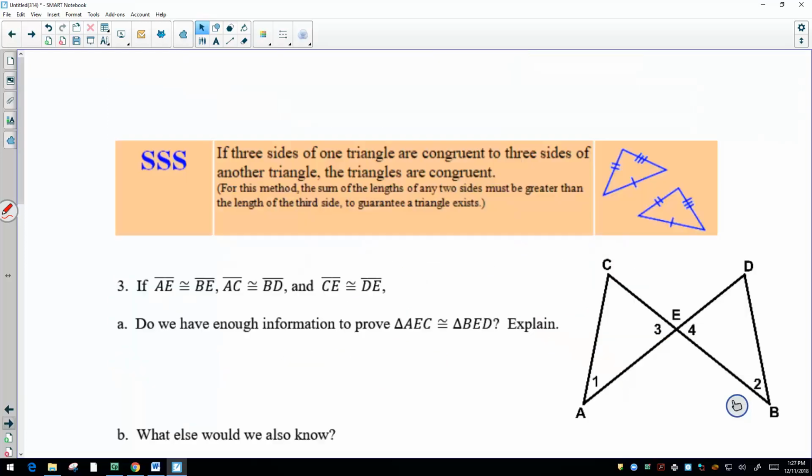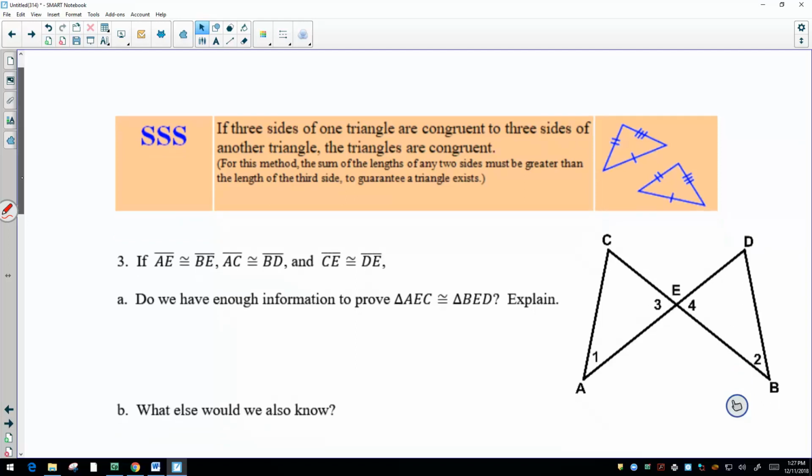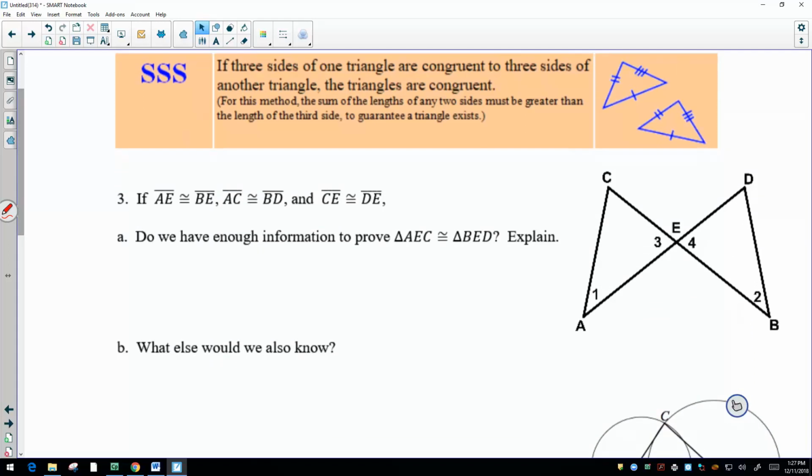Okay. Next method we're going to look at is SSS, side, side, side. Should be pretty easy to recognize because it's only dealing with the sides of the triangles. There are no angles being used. So we are told AE is congruent to BE. We are told AC is congruent to BD. And we're told CE is congruent to DE. So do we have enough information to prove the triangles are congruent? Yes, we do. We have all 3 sides, so we can say the triangles are congruent because of side, side, side.